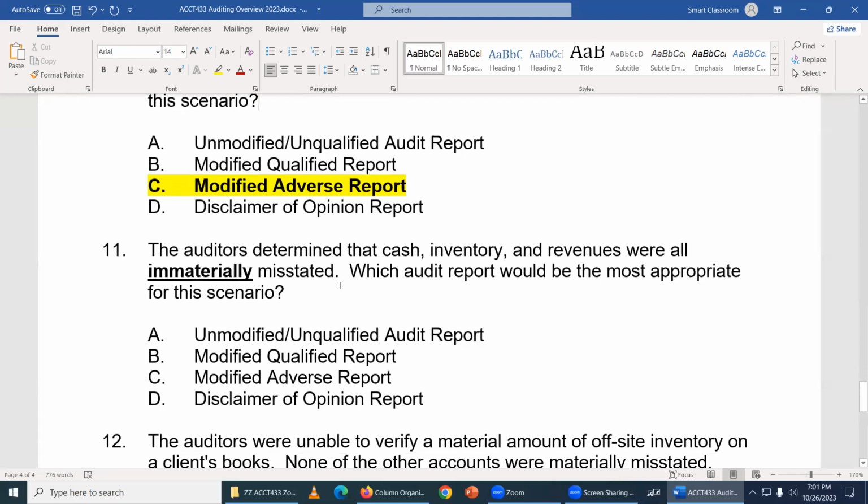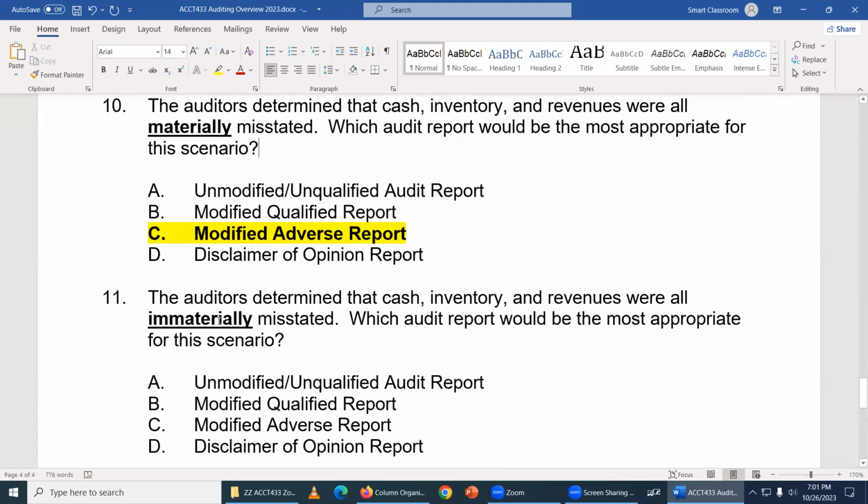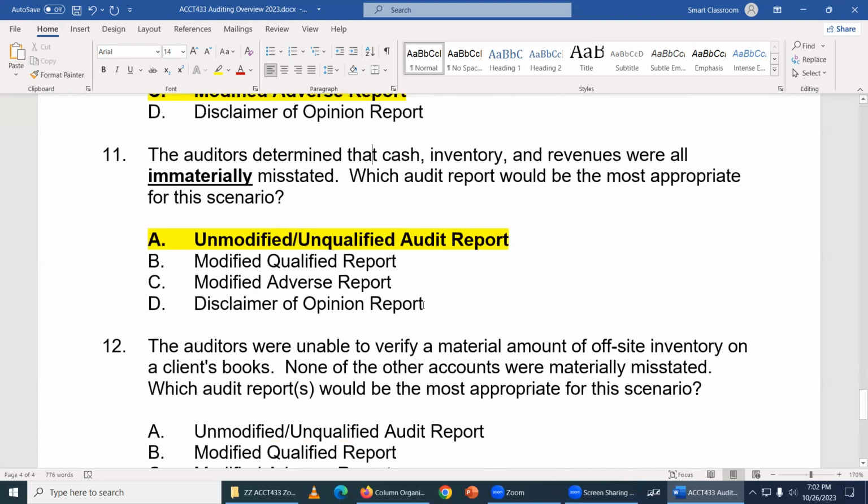Okay, the auditors determined that cash, inventory, and revenues were all immaterially misstated. Which one? Yep, good. Unmodified. If they're off by some small amount, it's not going to make a difference to the investors, that's fine. So immaterial, we don't encourage it, obviously, but we don't modify the report for it.